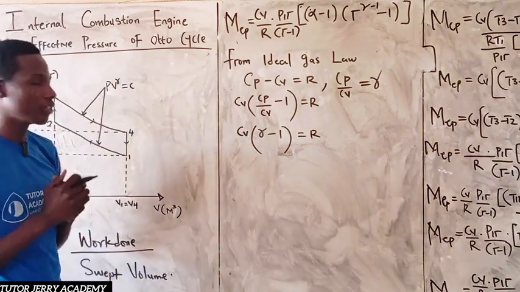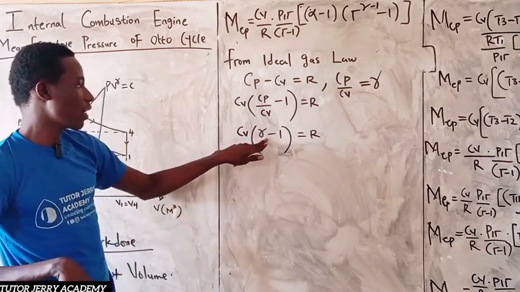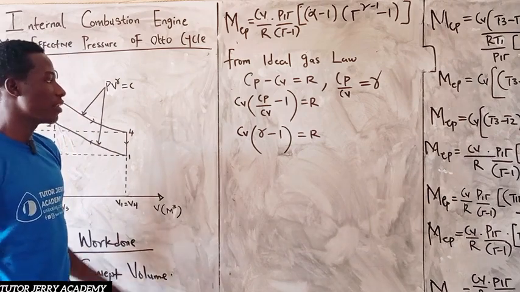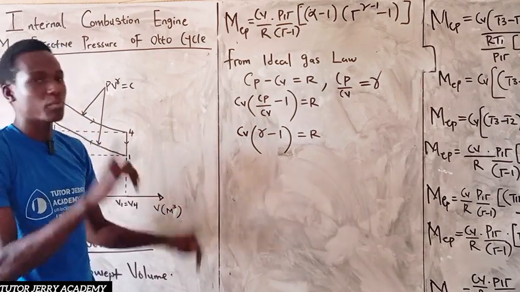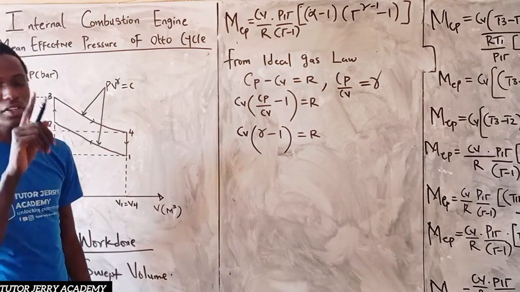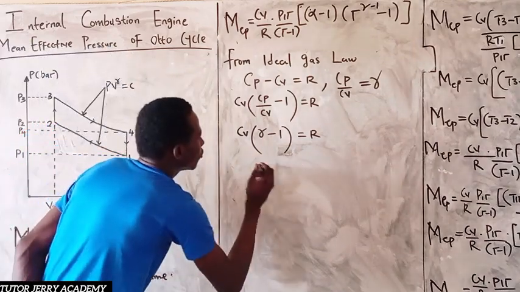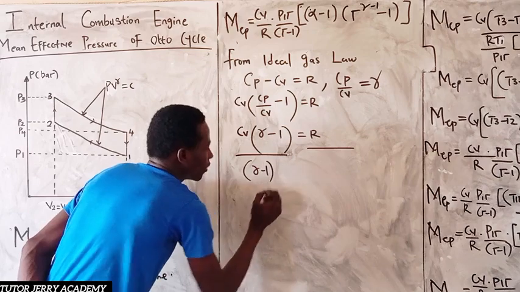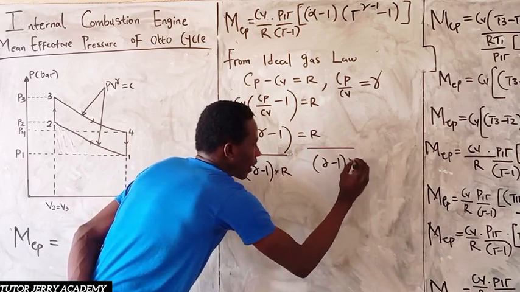I hope you are following. Now, what do I do next? I have gamma minus 1 multiplied by Cv to be equal to R. Now I can divide both sides of this equation by the bracket of gamma minus 1 multiplied by R. Let me do that so that you can see. So I'll be dividing both sides by the bracket of gamma minus 1 multiplied by R.